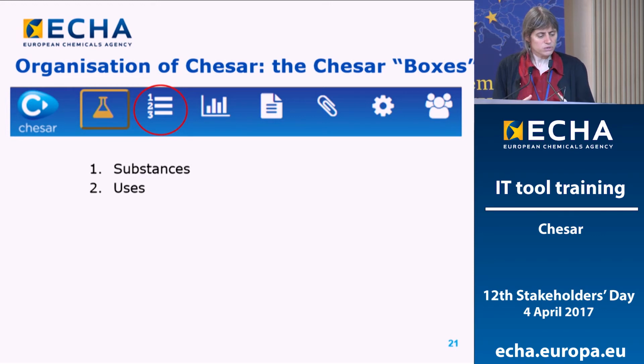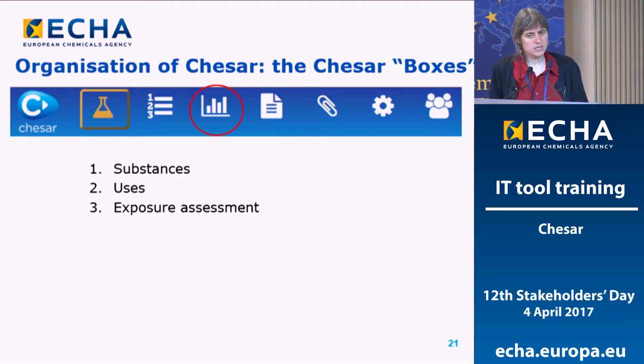And there, all the uses of the substance along the full life cycle can be done. Then box 3 is about exposure assessment, so getting exposure estimates, carrying out quantitative exposure assessment, but also qualitative exposure assessment, depending on the hazard properties of the substance. Box 4 is to generate the CSR and also to export the information back to Euclid.